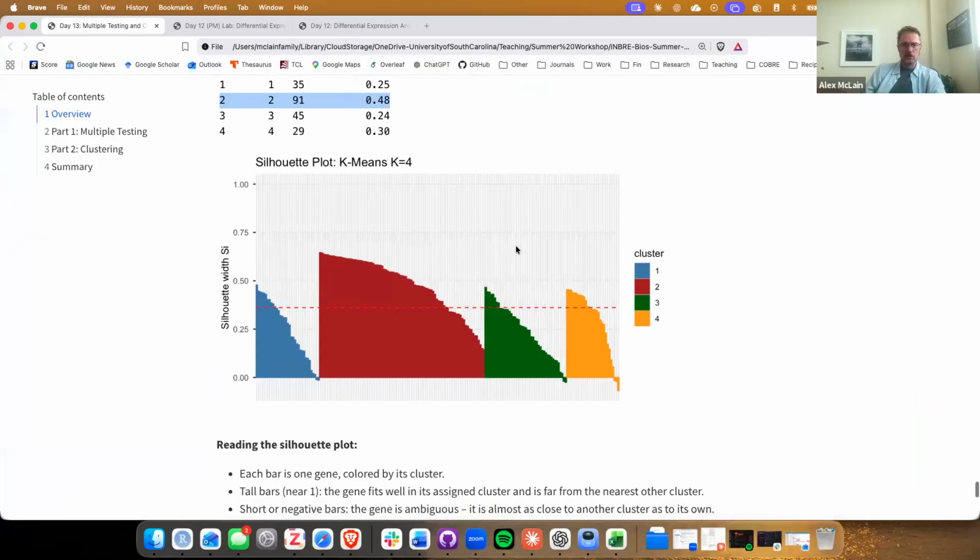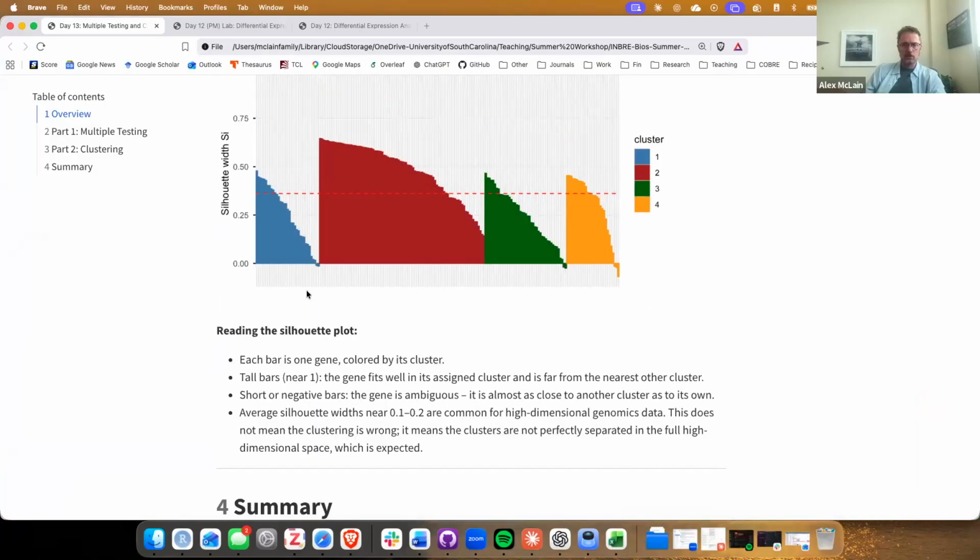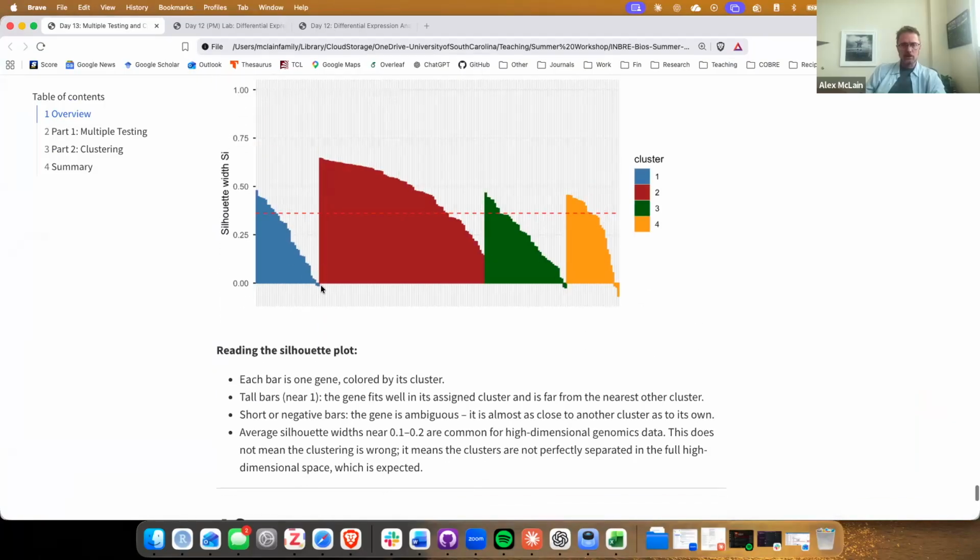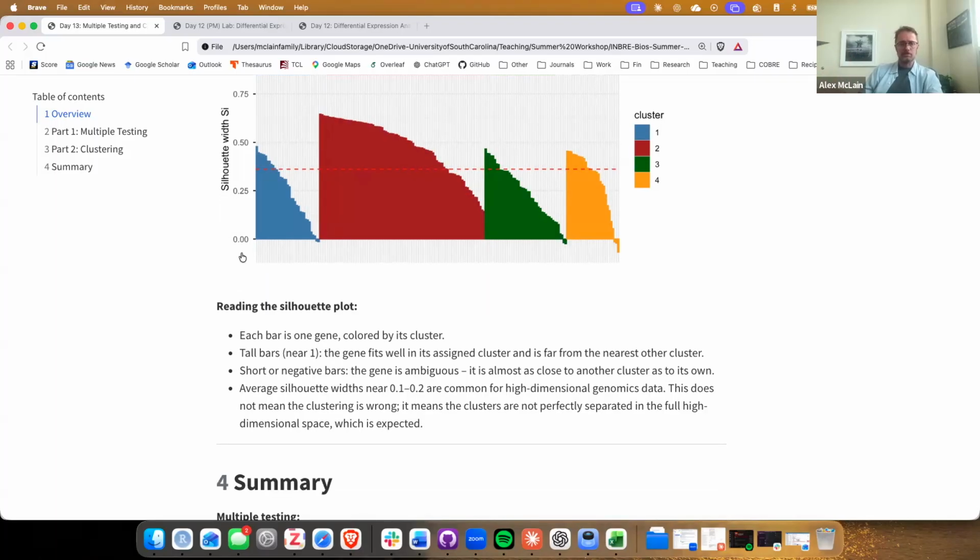So what does this show? Well, tall bars are genes that fit very well within their particular clusters, short or negative bars. The gene is ambiguous, and we can't really tell where it goes. If it's negative, it's almost closer to another cluster than it is to its own. Average widths around that 0.1 to 0.2 mark are going to be pretty common when we're doing genomic data. This doesn't mean the clustering's wrong. It just means the clusters are not perfectly separated in this full high-dimensional data that we have.